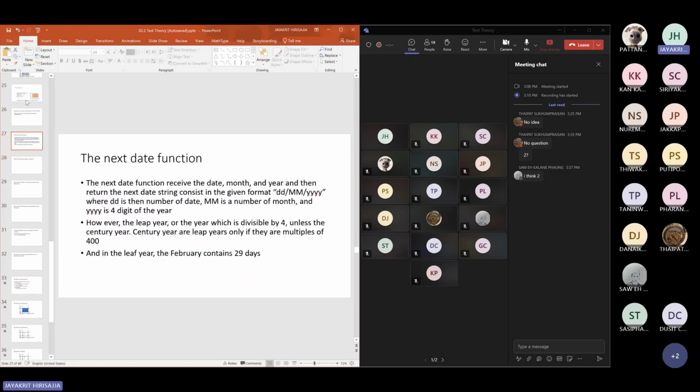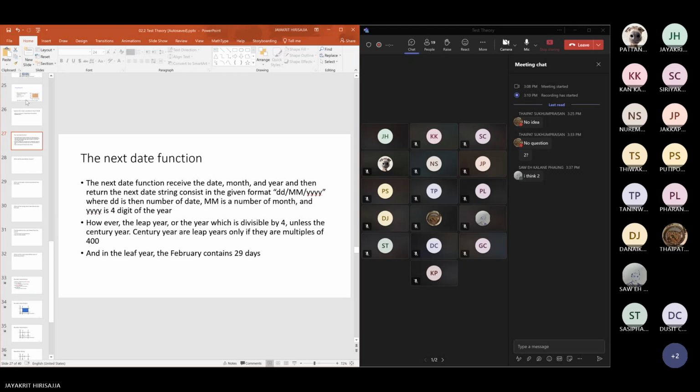And then for the example of this function, the other example for software testing idea. This is the definition of the next date function. The next date function receives the date, month, and year, and then returns the next date string, which consists of the given format dd, mm, y, where dd is the number of date, mm is the number of month, and y is a 4-digit number of year.